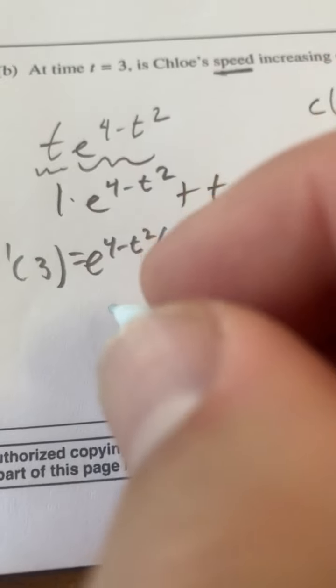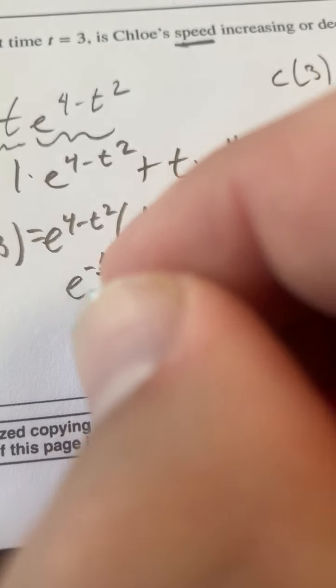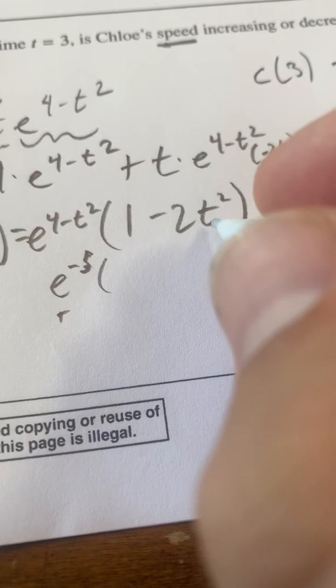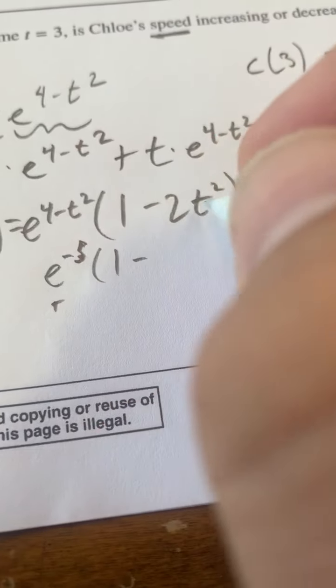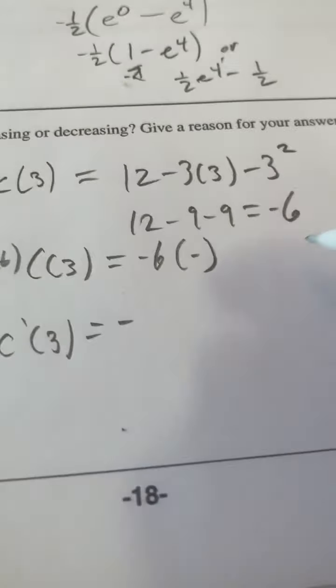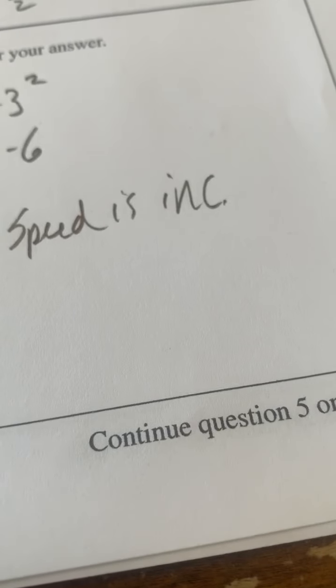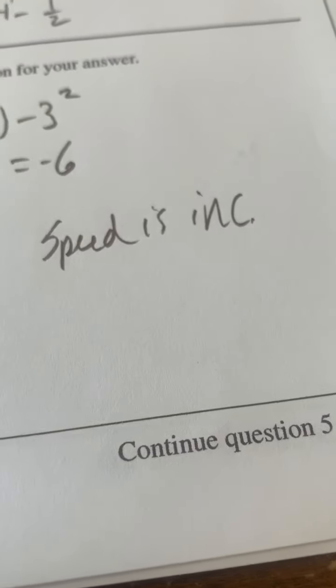If I plug a 3 in, I get e to the negative 5, which doesn't matter, that's always going to be positive. I get 1 minus 18, which is negative, so c prime of 3 is negative. Since they're both negative, speed is increasing, because velocity and acceleration have the same sign.